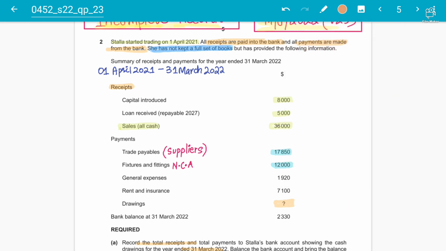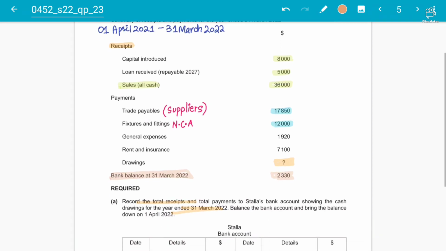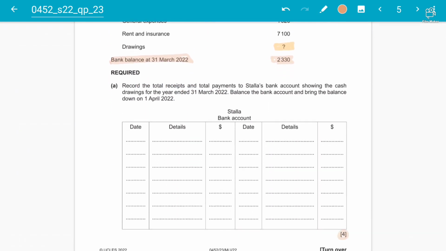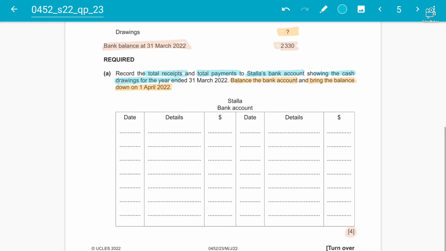So here we go. The closing balance of the bank is 2330 at 31st March 2022. So the first part, for 4 marks, that we have to do, students, is we have to balance the bank account. We have to make the bank account and bring down the balance on 1st April 2022. You have to record the total receipts and the total payments that you have made in Stella's bank account, showing the cash drawings for the year. So we have to show the cash drawings for the year.